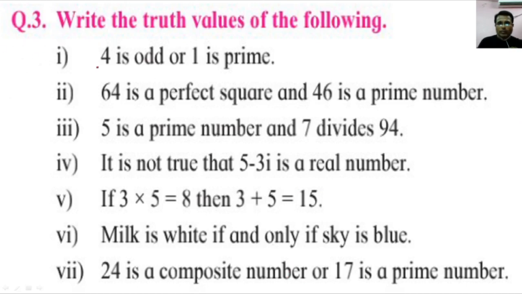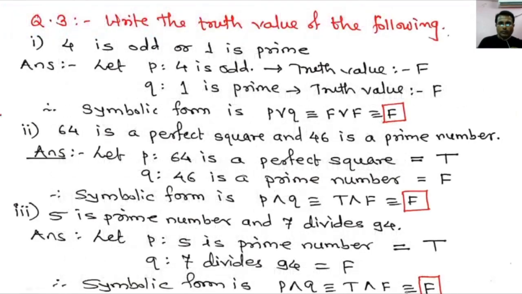Next we have to consider another question: write the truth values of the following compound statements. All these are compound statements. 4 is odd or 1 is prime. These all are based on mathematical knowledge. So depending on the knowledge, you can check their truth values.